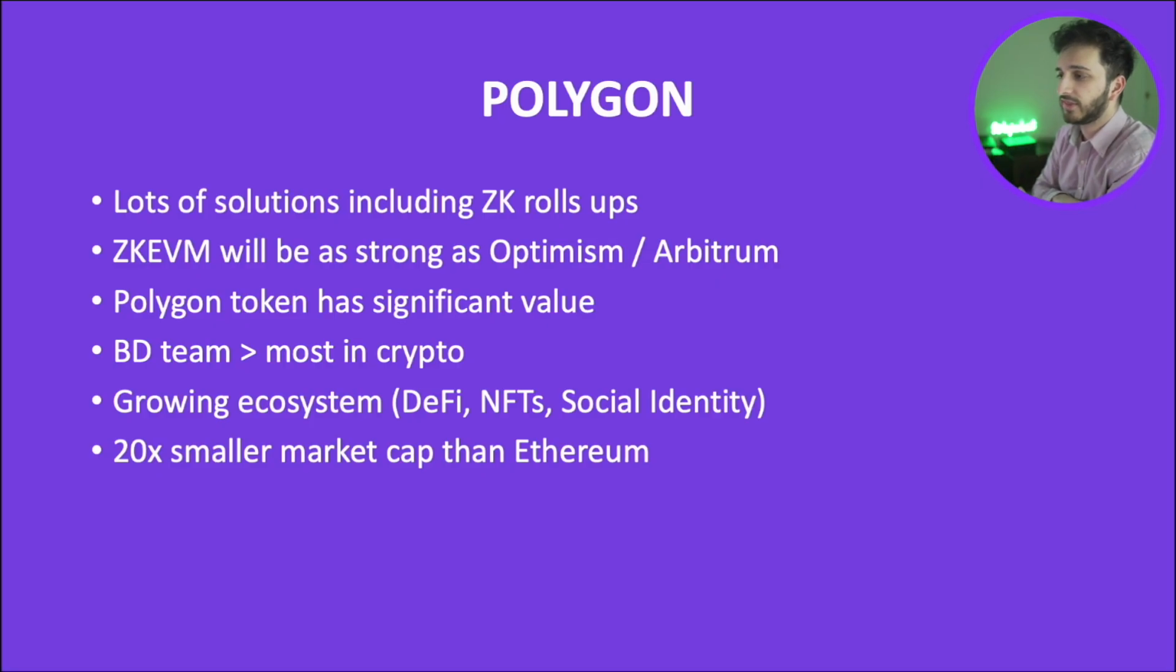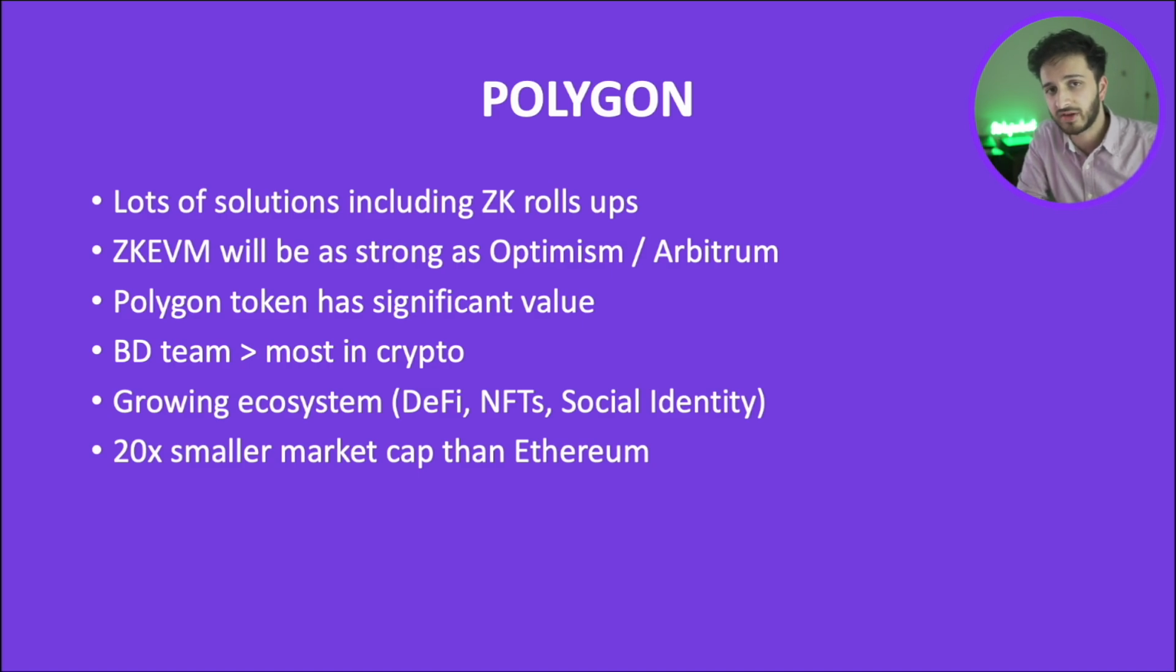So overall, what do I think? I think Polygon is offering lots of solutions. ZK EVM, in my opinion, probably will be just as strong as Optimism and Arbitrum. I think the Matic token, the Polygon token, has significant value. It's used in gas fees, it's used in transaction fees, and so there is kind of incentive to hold it much more than the Optimism token, in my opinion. I think the business development team is probably better than most in crypto as well. And also, I think there are growing ecosystems, not only DeFi, which I think needs a bit of work, but also the NFTs and social identity categories, which are really growing, and we're seeing lots of innovation there.